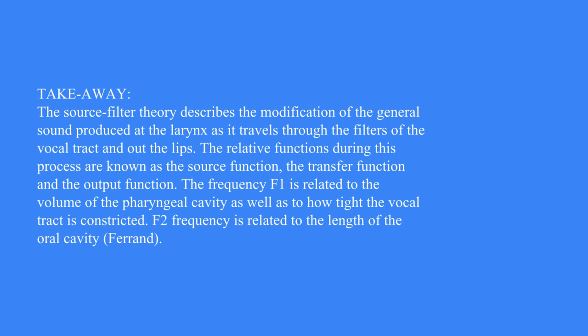What I want you to take away from this little lesson here is that the source filter theory describes the modification of the general sound produced at the larynx as it travels through the filters of the vocal tract and out the lips. The relative functions during this process are known as the source function, the transfer function, and the output function. The frequency F1 is related to the volume of the pharyngeal cavity, as well as to how tight the vocal tract is constricted. F2 frequency is related to the length of the oral cavity.